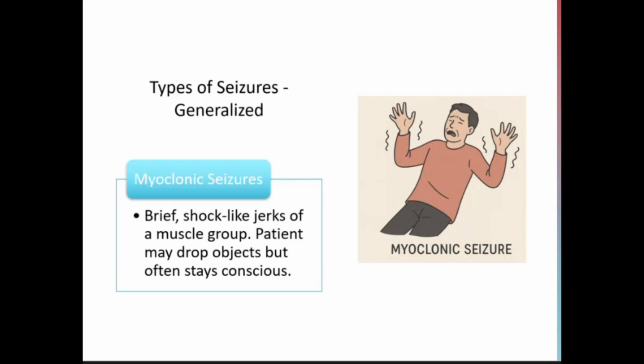Myoclonics. I feel like these are probably the second most common. Yes. Jerking, instant jerking. These are the dropsy ones, is what I like to call them. They drop their fork or their coffee mug in their hands. They've got the one hand just shaking constantly. Okay, that is the myoclonic seizures.